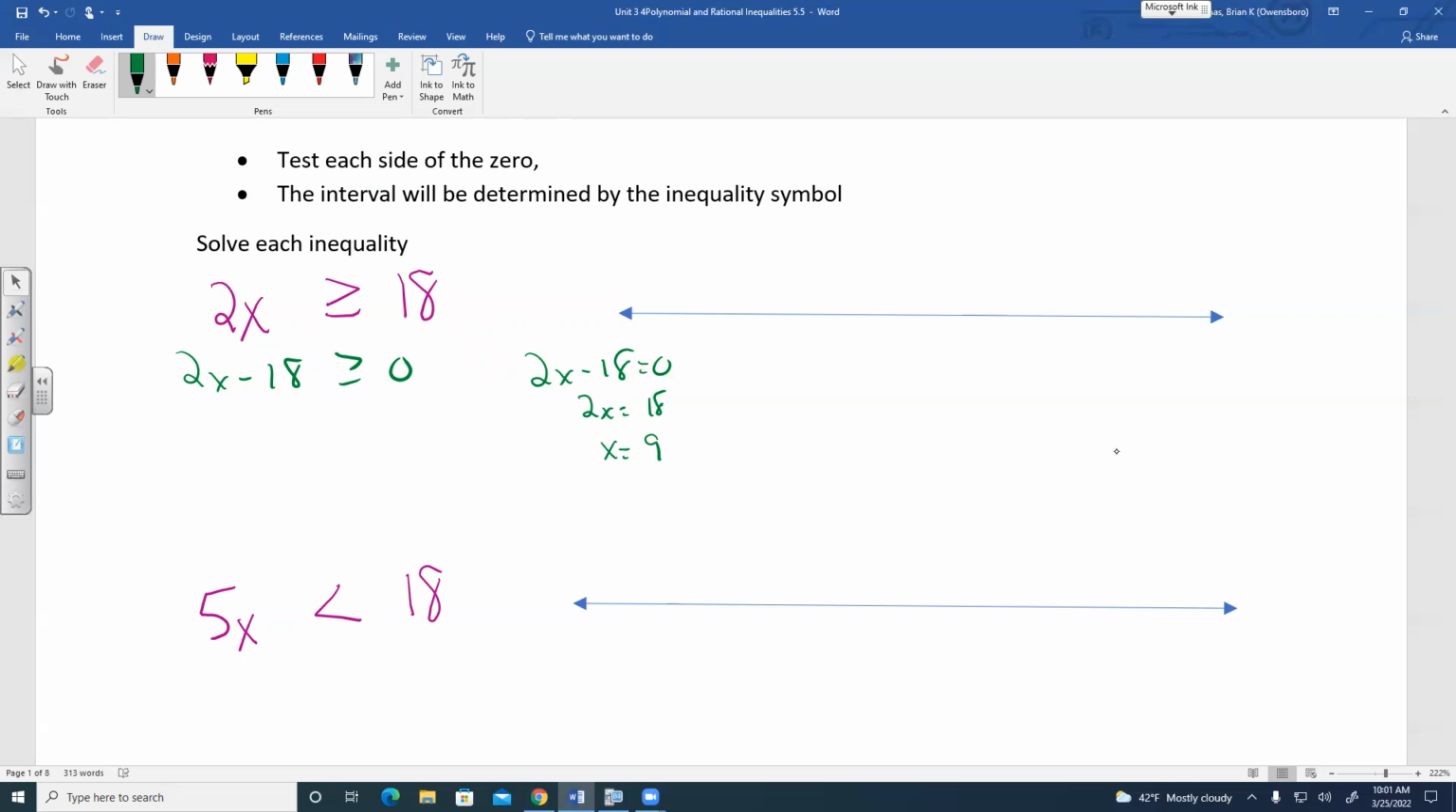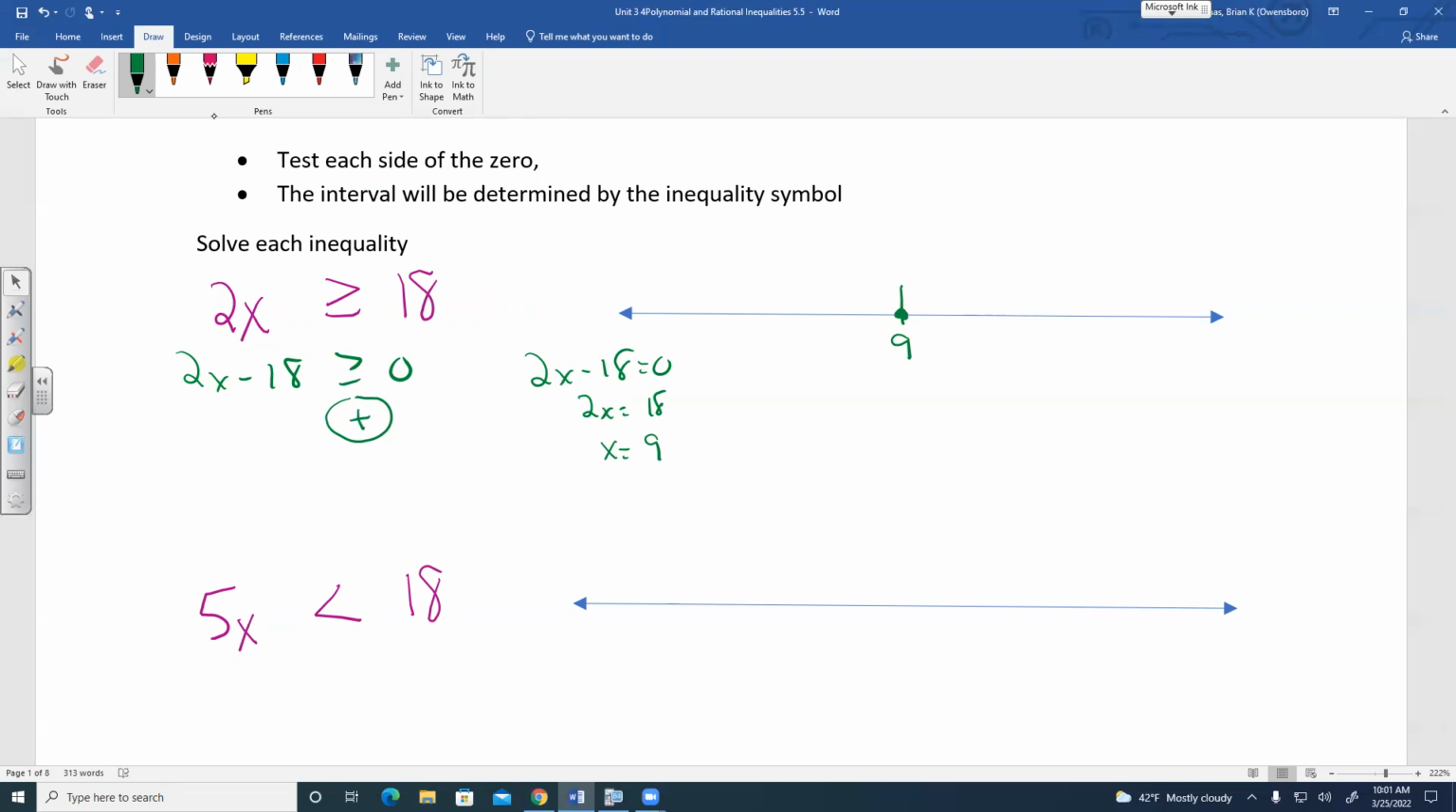So on our number line, we're going to mark the 9. Now, notice how we have a greater than or equal to symbol. Greater than or equal to means the 9 is included in our interval. So we use a solid dot here. The 9 is included. And greater than also means we're looking for positive. So this means we're also looking for positive values.